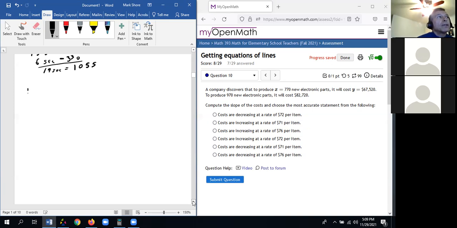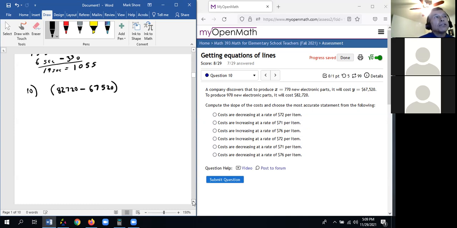So on 10 here, we're going to get the cost per item. That's the way that makes sense on this. So it even tells you what the X and Y's are. So what we'll need to do is take the 82,720 and subtract off the $67,520. Sorry, that's the cost on the top.